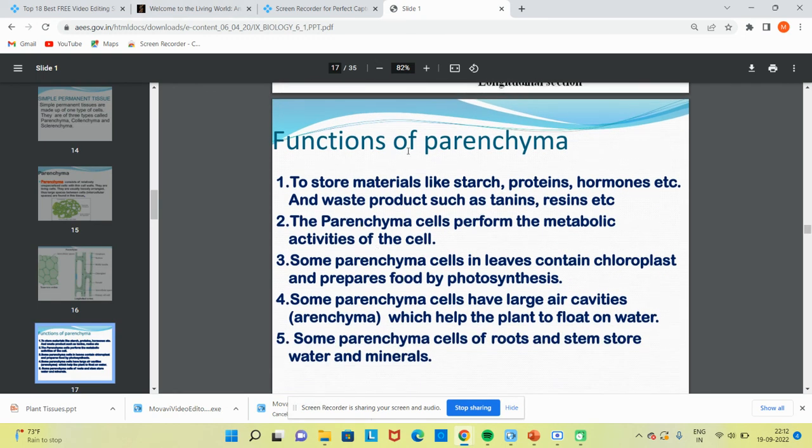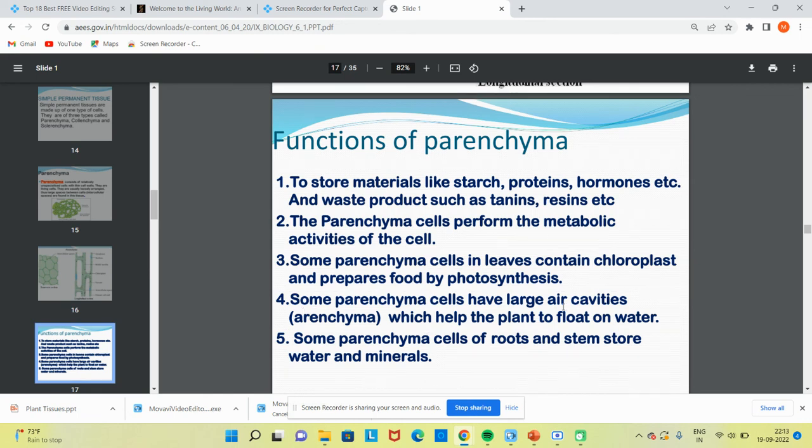So the main function of the parenchyma cells is to store materials like starch, proteins, hormones, etc., and waste products such as tannins, resins, etc. And the parenchyma cells perform the metabolic activities of the cell. And some parenchyma cells in the leaves contain chloroplast and prepare food by photosynthesis. So this type of parenchymatous cells are called chlorenchymatous cells. That is, parenchyma cells with chloroplast contain the chlorenchyma.